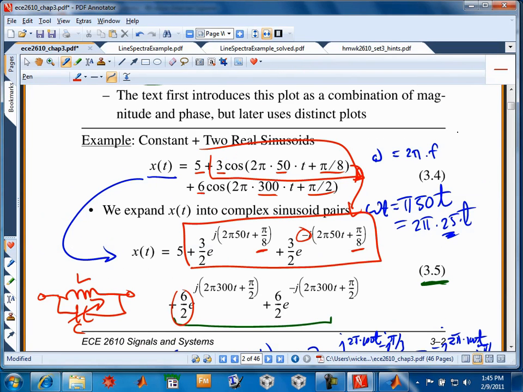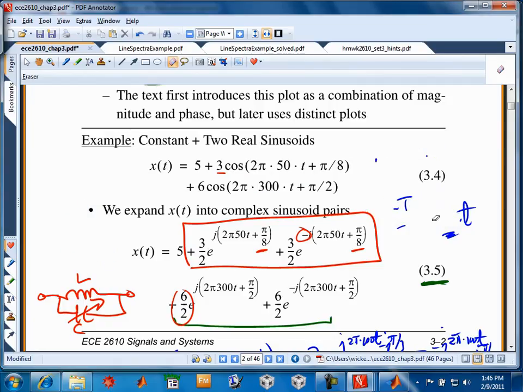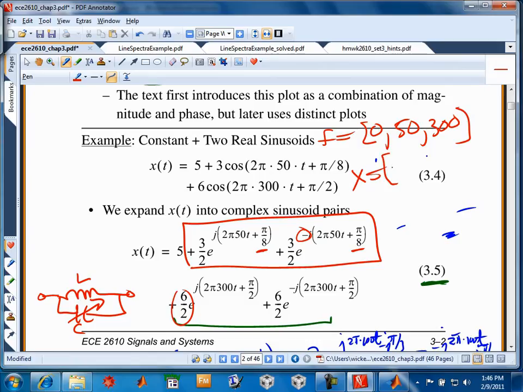So from this example right here, if I want to use the MATLAB function that I wrote on this, what I would load into it for the frequency vector f, I would put in just the positive frequencies, including DC. So I'd put in 0, 50, and 300, because that's all that's present. And for the x values, I would put in 5, because that's the x0 effectively associated with the DC.